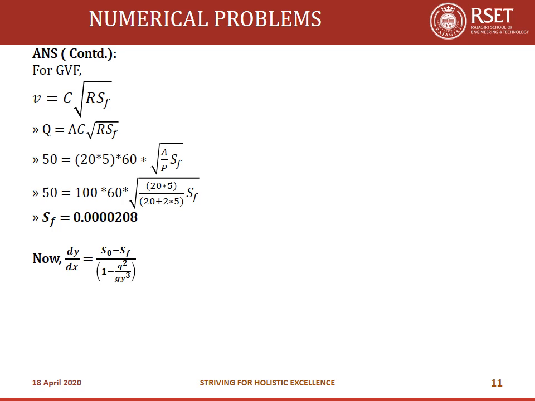So once I get the value of SF, I know all the remaining values. I can use the equation dy by dx is equal to S naught minus SF divided by 1 minus q squared divided by g y cubed. Small q squared is known to me, S naught is known to me, SF has been computed by me, depth of flow is given, and so we can find out the value of dy by dx by simply substituting in this equation. So I've substituted the values and ended up with dy by dx equal to 2.304 into 10 raised to minus 4.